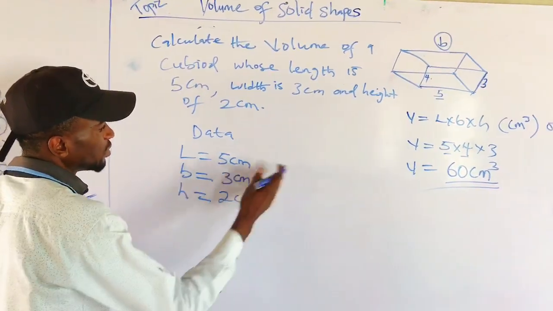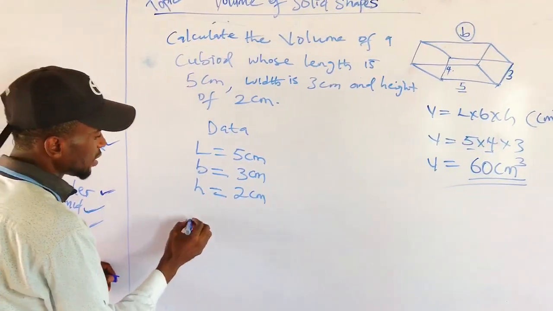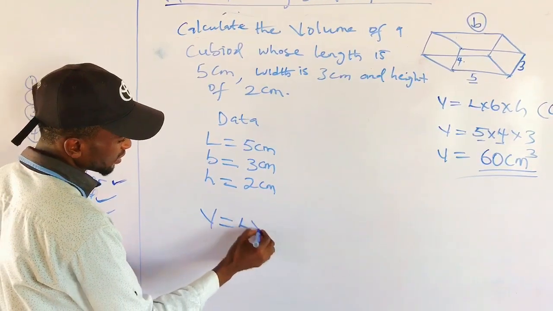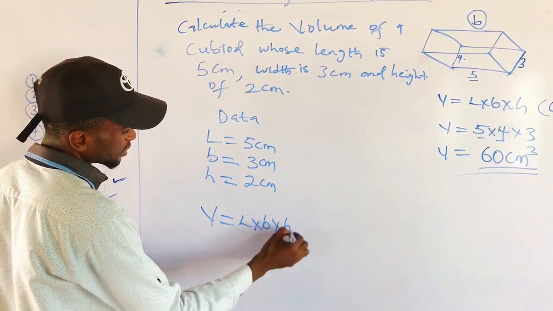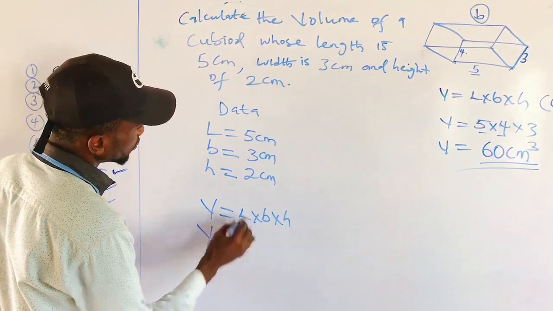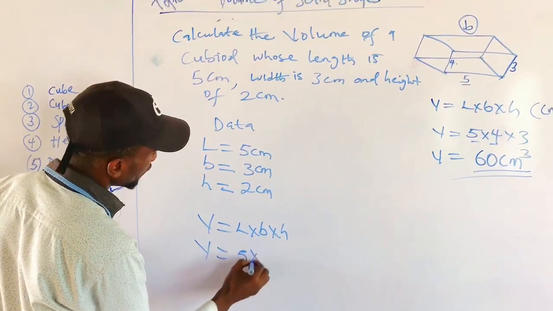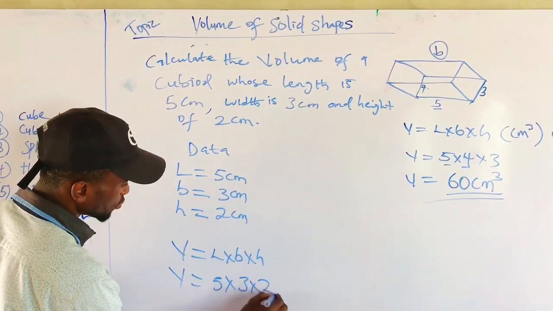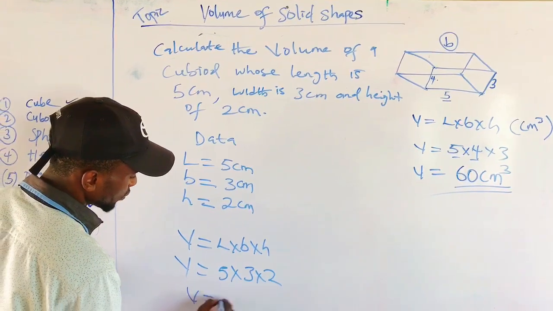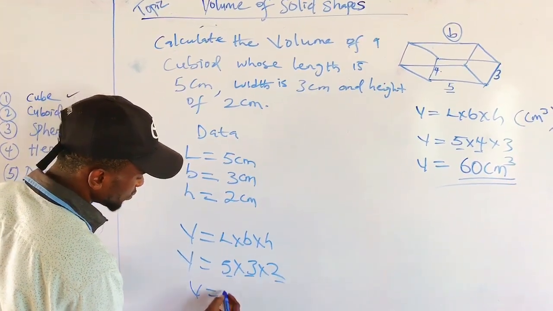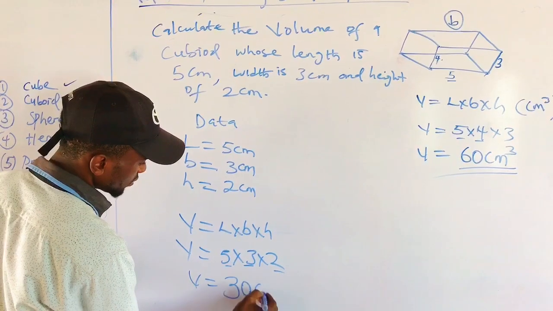Then if you like, you draw the shape. If you like, you calculate straight. You know that volume is equal to length times breadth times height. So volume is equal to, our length is 5, 5 times 3 times 2. So V is equal to 5 times 3, 15. 15 times 2, 30 centimeter cube.